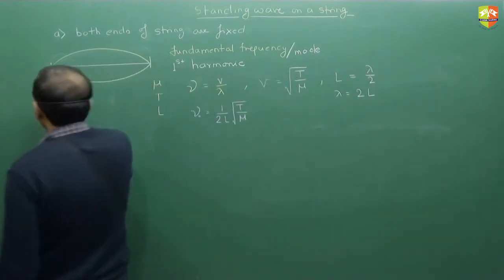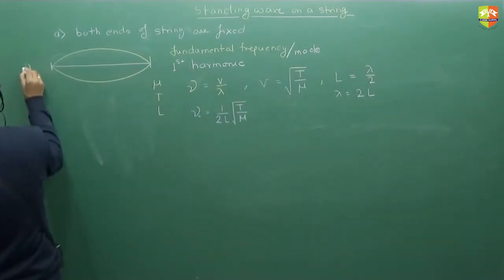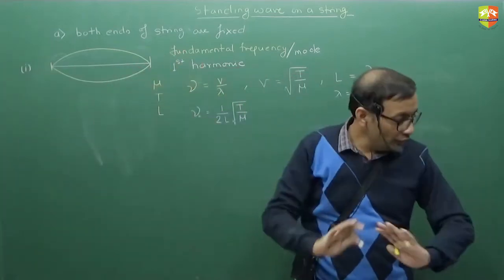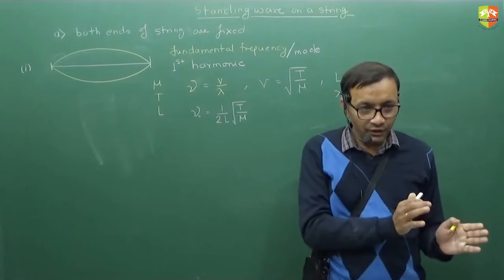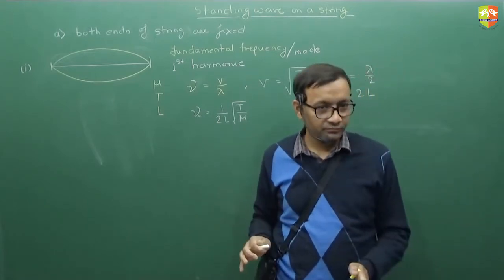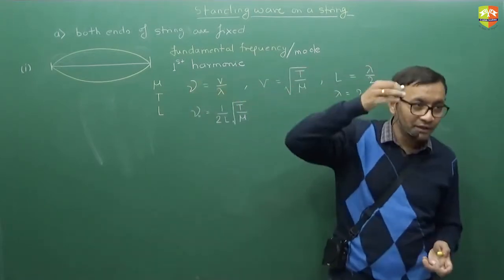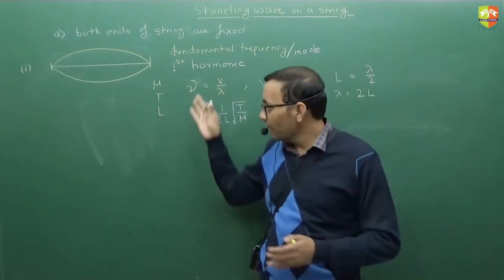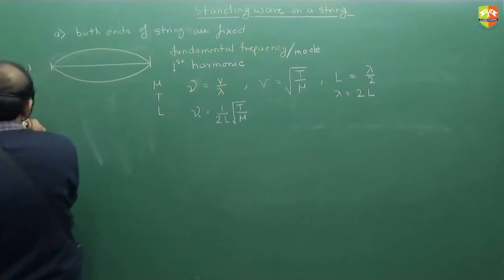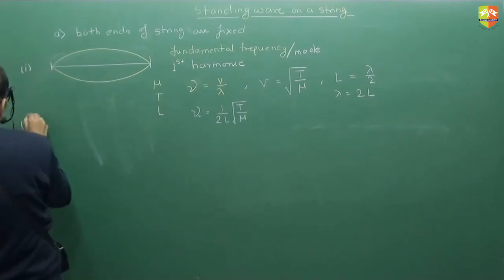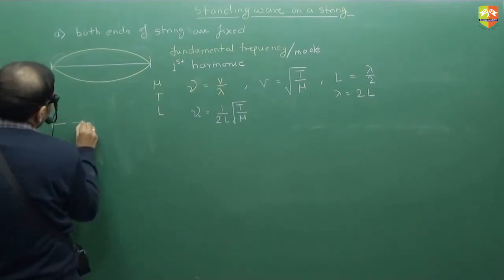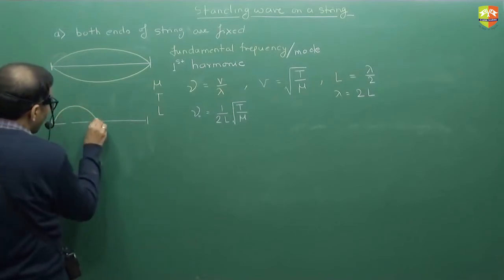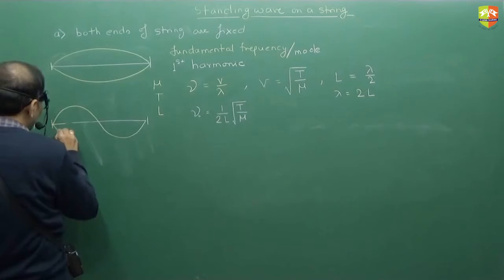Please draw the next possible frequency. Between 0 and this, there is no frequency possible. So the next possible frequency is what? After this, what is the next higher frequency? Find out, derive this. I am not going to derive it for you, you do it yourself. It's just 1 by L. It will be like this, yeah.